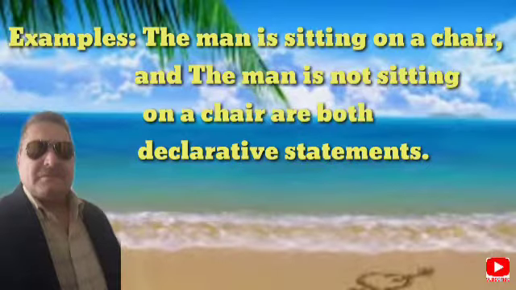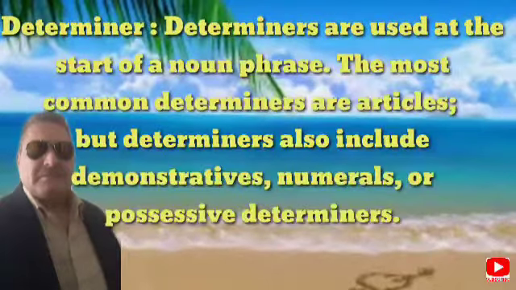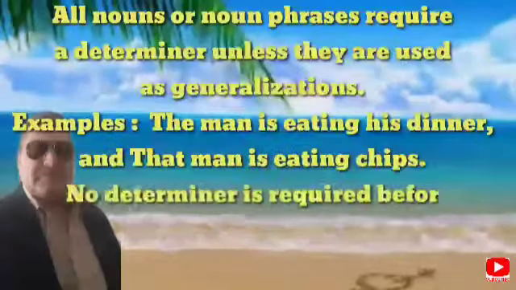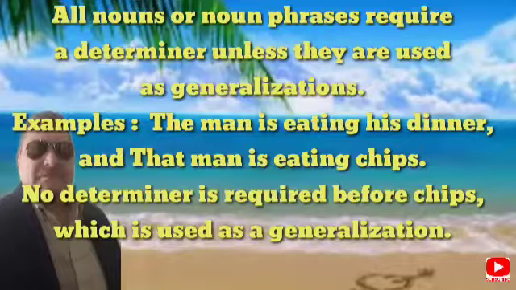Determiner. Determiners are used at the start of a noun phrase. The most common determiners are articles, but determiners also include demonstratives, numerals, or possessive determiners. All nouns or noun phrases require a determiner unless they are used as generalizations. Examples: the man is eating his dinner, and that man is eating chips. No determiner is required before chips, which is used as a generalization.